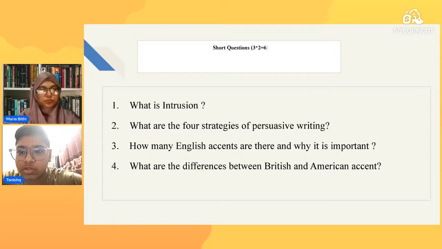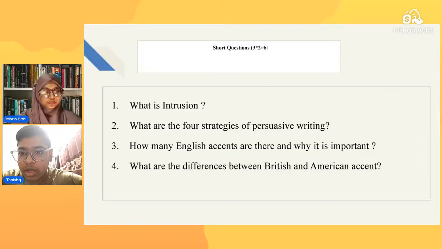Ma'am, what is intrusion? How many English accents are there? And what are the differences between British and American accent? Okay, please now tell me what is intrusion. Intrusion is linking vowel to vowel. When the first word ends in a vowel and the second word starts in a vowel, we combine them and add a sound, like "do it." Okay, now, please carry on.